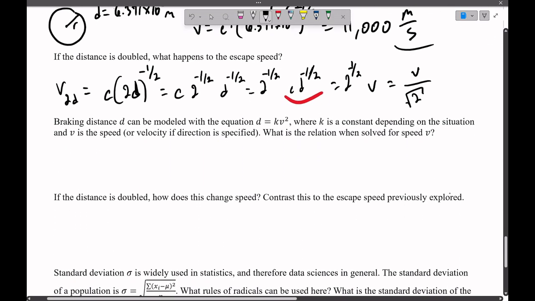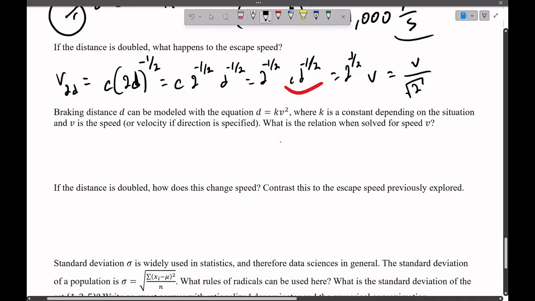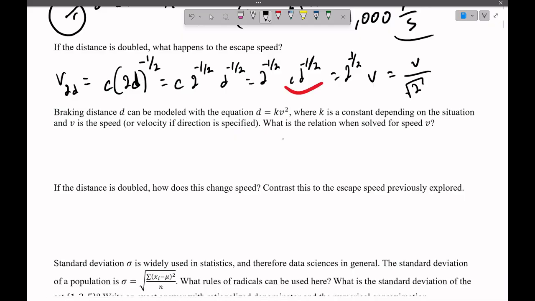Okay, braking distance d can be modeled by this equation here, d equals k v squared. K is just some constant. It really depends on the situation, most typically like if there's ice or if the road is wet. V is the speed. Again, if direction, then velocity. And then what's the relationship when solved for v?